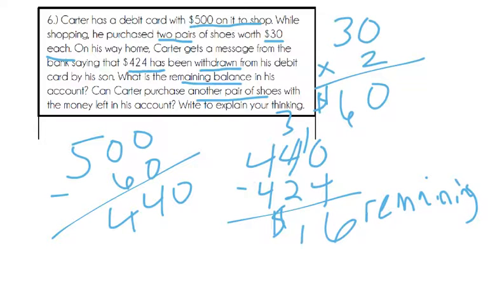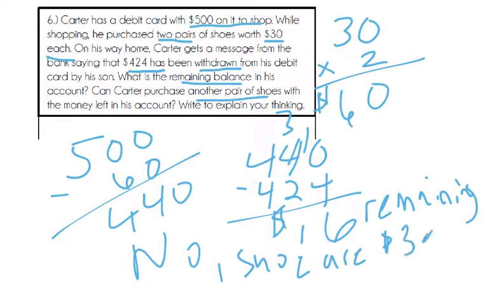Okay. Does he have enough to buy another pair of shoes? The answer there is no. Shoes are $30, and he only has 16. Does that make sense? So that was a multi-step problem. You could solve that a number of different ways. You could take the $500 and subtract the $424 first, and then subtract the cost of the sneakers. It really doesn't matter what order you do that in.